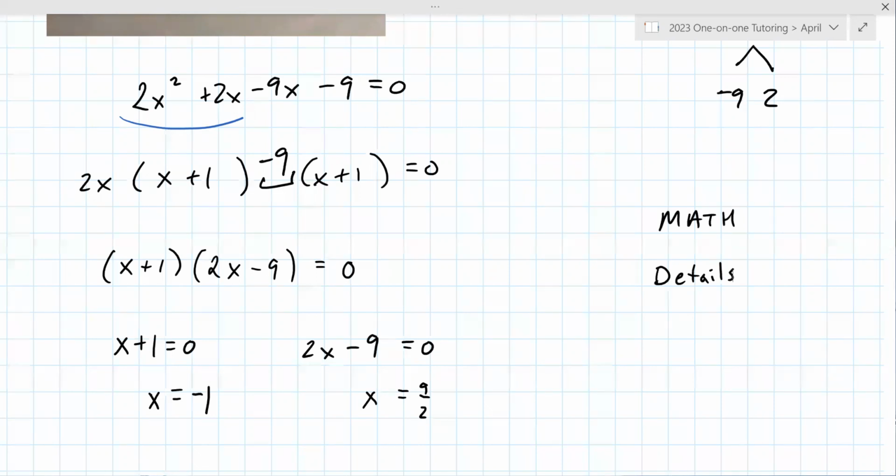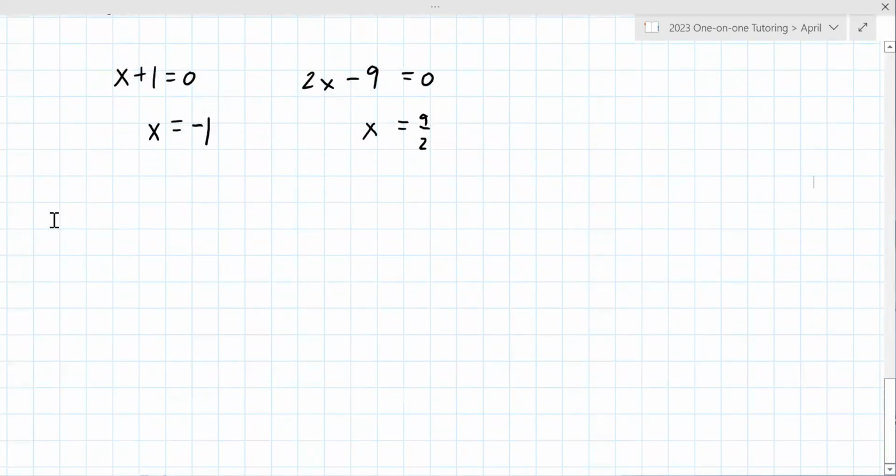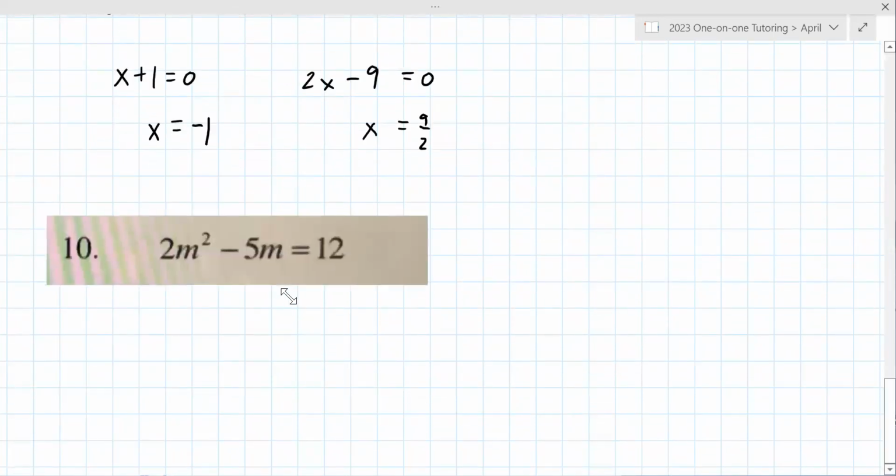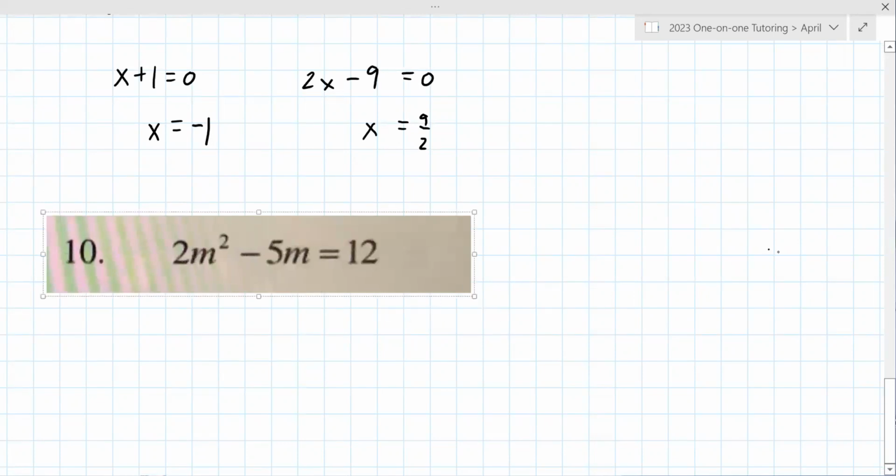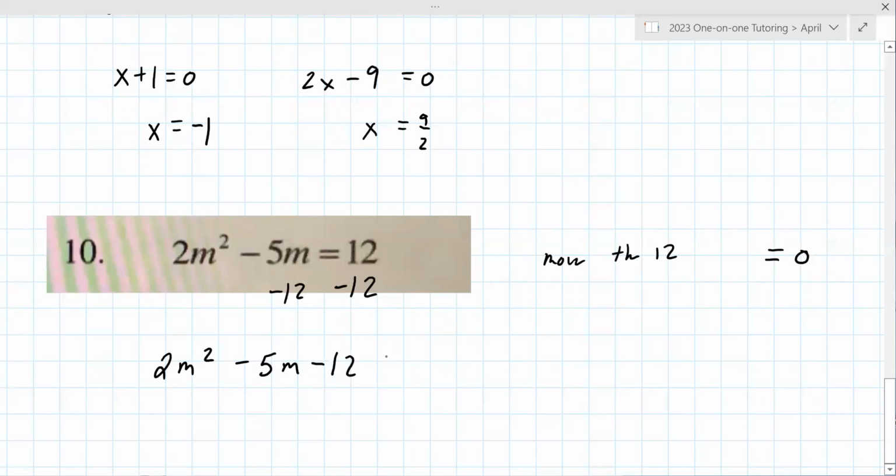All right, let's look at number 10. You've probably noticed in all the problems we've done that it's always equaled 0. And this one doesn't equal 0, it equals 12. We want to move the 12 because then it will be just like the problems you've been doing. So you subtract 12 here, and that's 2m squared minus 5m minus 12 equals 0. Okay, so you have to have it equal to 0.